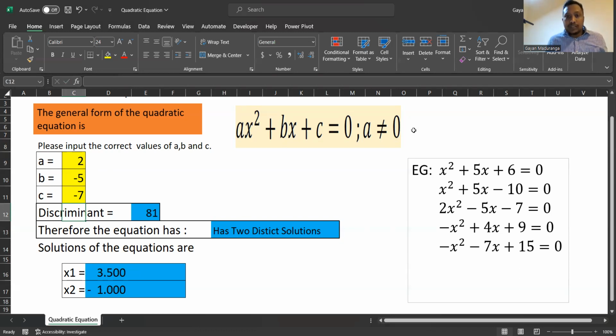So now you can use this Excel sheet to solve any type of quadratic equation. So I will attach this Excel sheet in the comment section of the video so that you can go through it. Okay, so enjoy this Excel worksheet with your quadratic equations. Thank you very much.